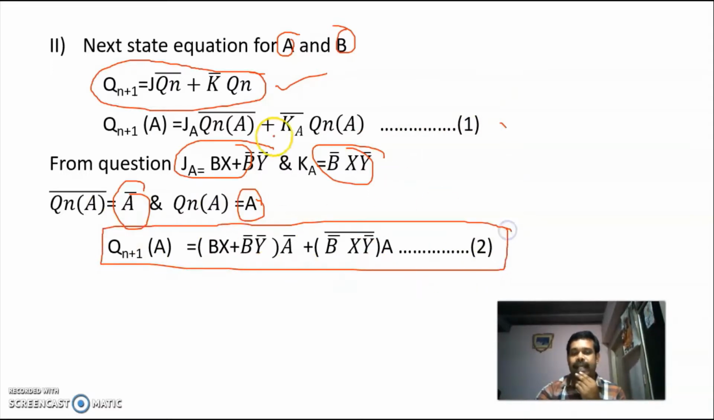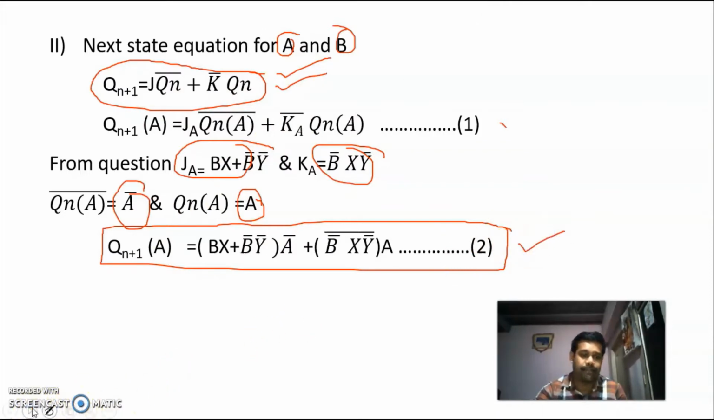First, we are writing the characteristic equation of JK flip-flop. Here you are having two flip-flops, A and B. So you are modifying that as A. You are putting the suffix as A, and we are writing the values of J and K from the question, and you are getting equation number 2.